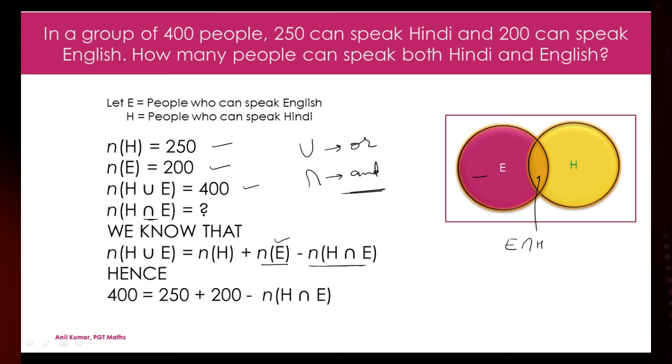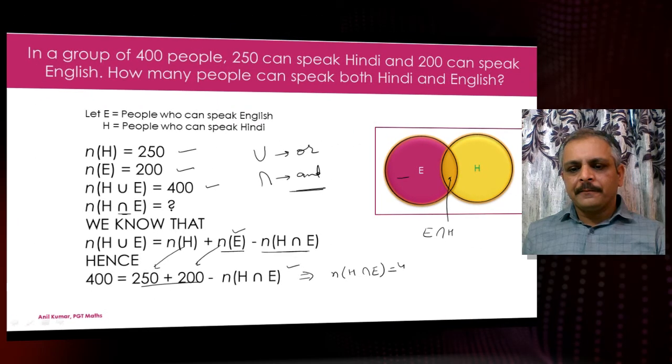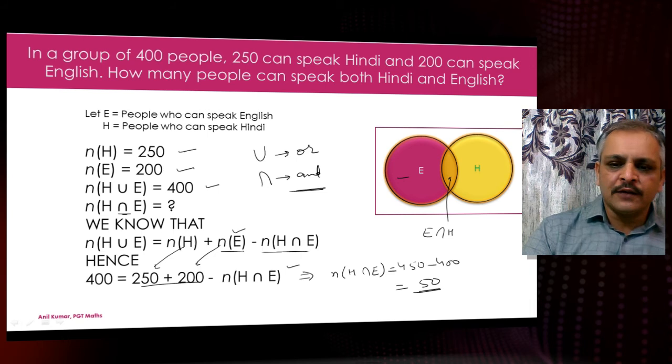This is 400. This is 250, 200 and we'll find out this one. So let's simplify this. Number of people H intersection E. So this will become 450. And if I take it to the right hand side, minus 400. So how many? 50 people are there who can speak both the languages.